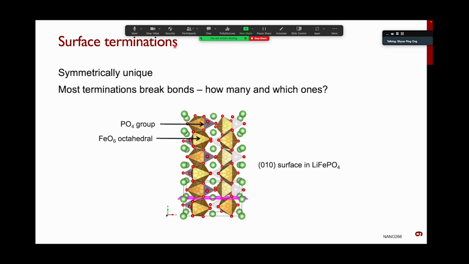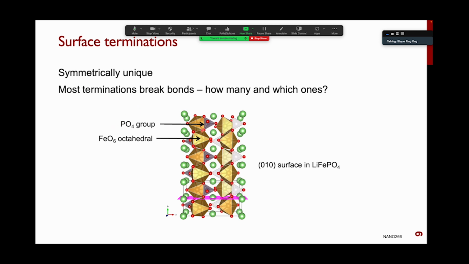Now, usually all that you need to do is to consider what I call symmetrically distinct terminations. In other words, terminations that are unique in the arrangement of atoms. So in other words, terminations that are not related to each other by some symmetry operation. Okay. There are also rules of thumb you can use to determine which are the low energy terminations. Okay. So the lower the energy of the surface, the more likely that it is the stable termination of your surface. Okay.